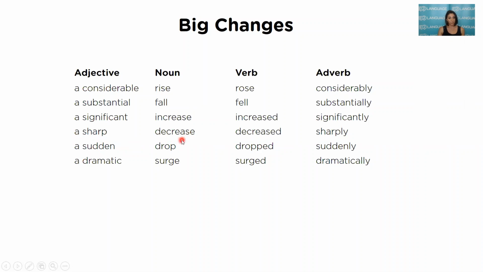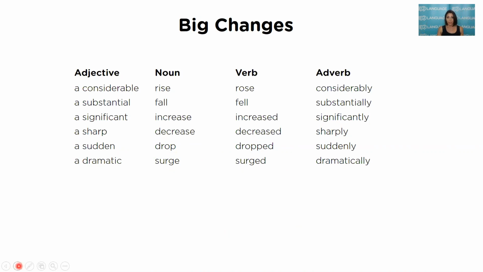A sharp decrease, decreased sharply. A sudden drop, dropped suddenly. A dramatic surge, surged dramatically. So a surge is a really big, steep increase, which is why we use the adverb dramatically with it. All right, so this is to describe big changes.